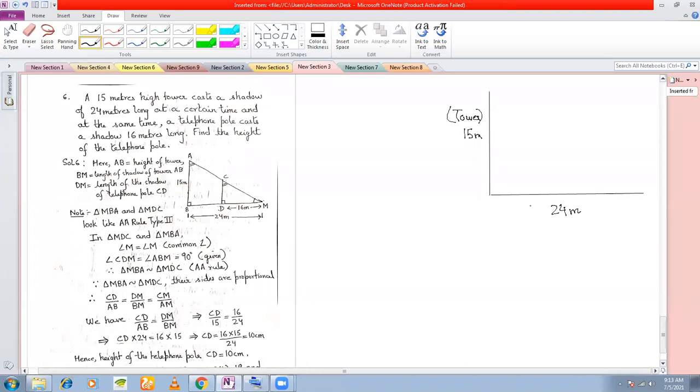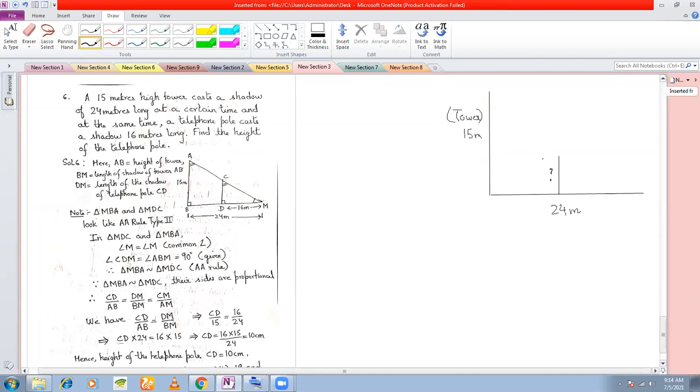Okay, and you have a telephone pole also. Say somewhere over here we have a telephone pole, and this casts a shadow. The shadow length is 16 meters. We have to find out the height of this telephone pole.